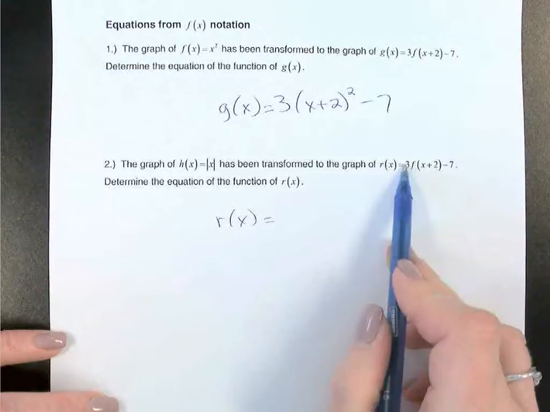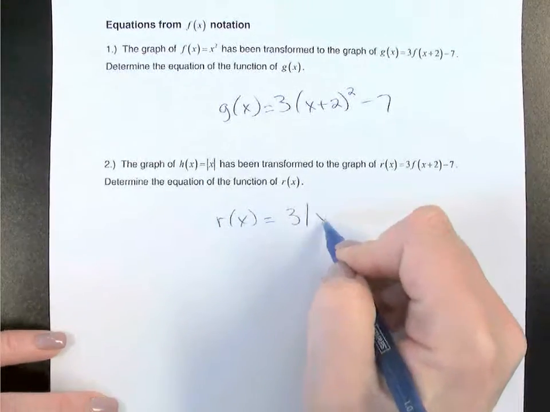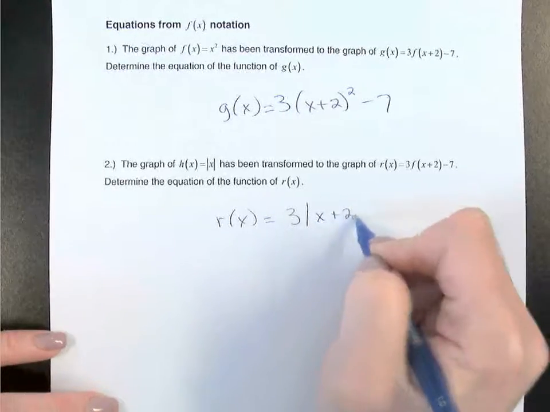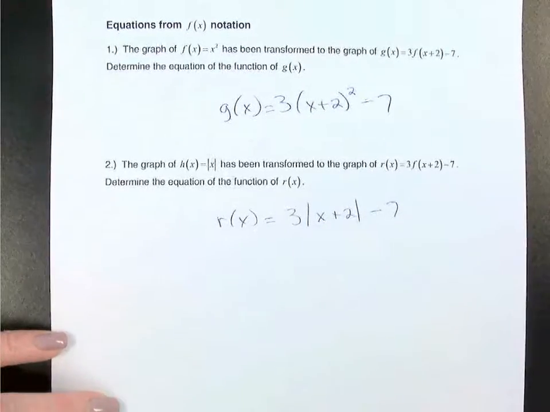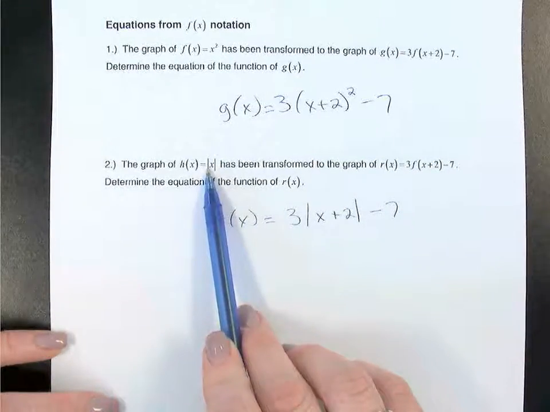Okay, so to do that, I need to put the 3 as my vertical stretch out front. I need the absolute value bracket as my brackets to put in the horizontal shift and then still show that -7. So again, I've added the transformations directly into the absolute value equation.